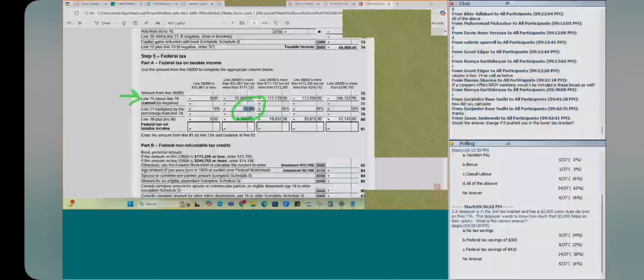For today's chapter review problems, though, anything which comes after this point, we're not going to be worried about calculating federal tax or anything like that.